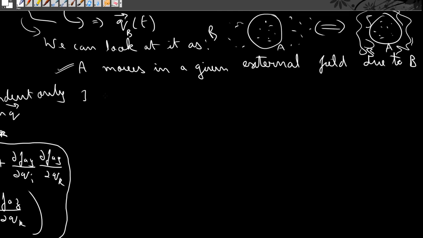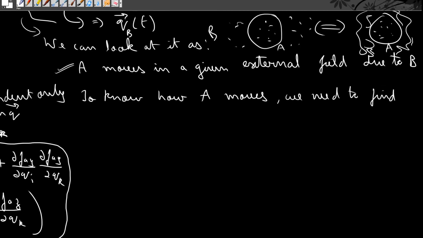So to know how A moves, that is our end goal, and that's what finding the Lagrangian helps us to solve. To know how A moves, we need to find L_A. Once we find L_A, we can apply the principle of least action and get back the equations of motion, from which we can determine how A moves. Okay, so this can be done.